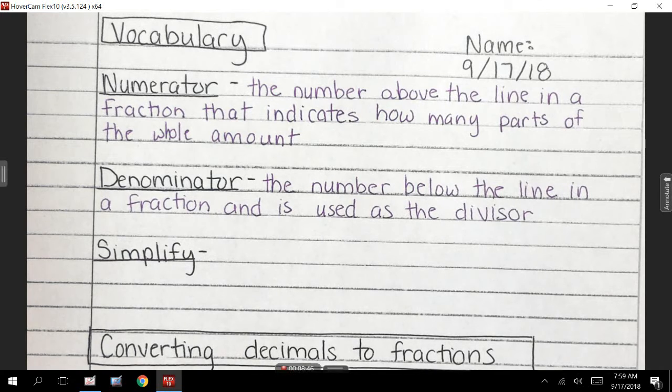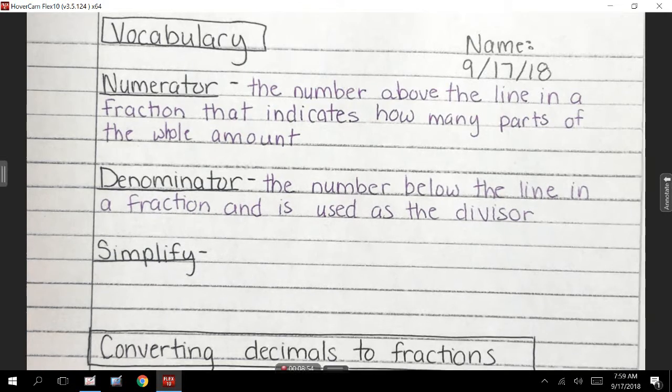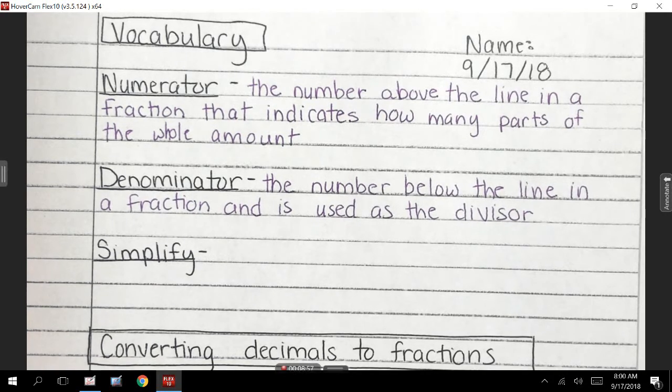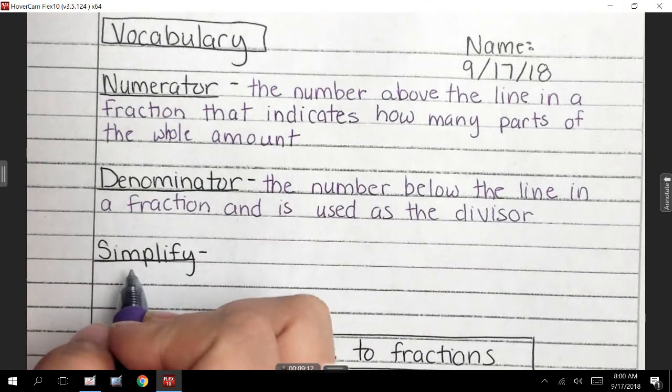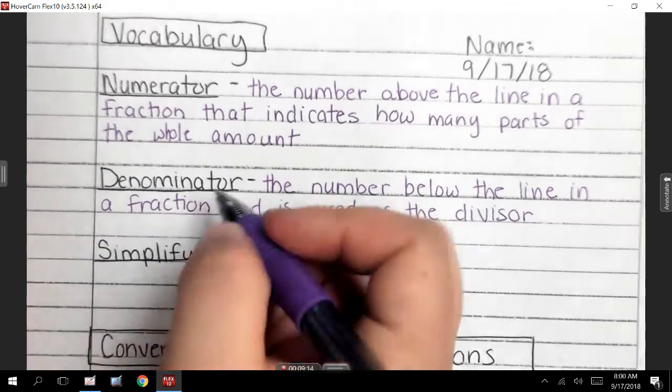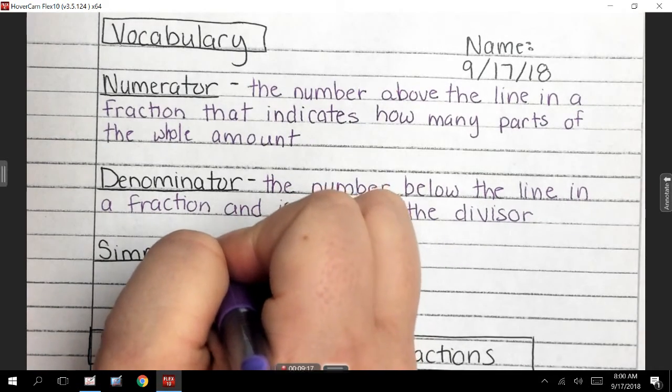What does the word simplify mean? So simplify, we have to do that anytime we're talking about a fraction. Addison? It means to make a fraction that's too big into a smaller fraction. Okay, so we're going to make a bigger fraction into a smaller fraction by dividing so that it's easier to work with, typically. So when we simplify, we're going to reduce.